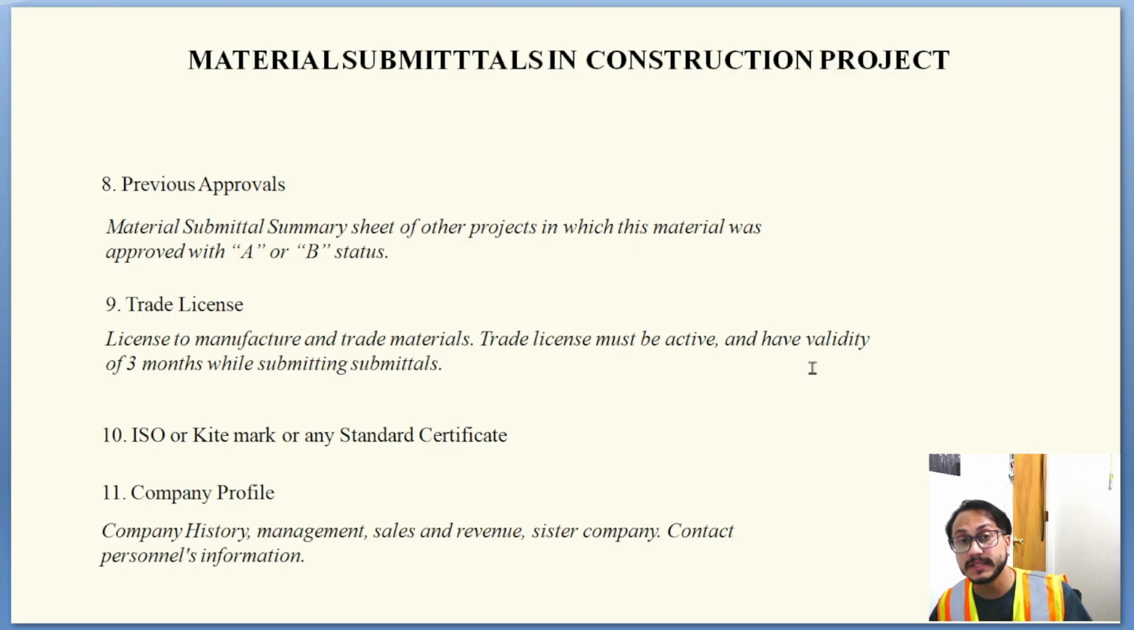And number 10 will be the certifications. It could be the ISO certification, or the Kitemark, or standard certificates from specific organizations. And number 11 will be the company profile. The company profile includes the management involved, the size of the industries, the revenue they generate, the number of people working in the company, and whom the client or the consultants should contact if there is an urgent need. Those details have to be provided in the company profile.